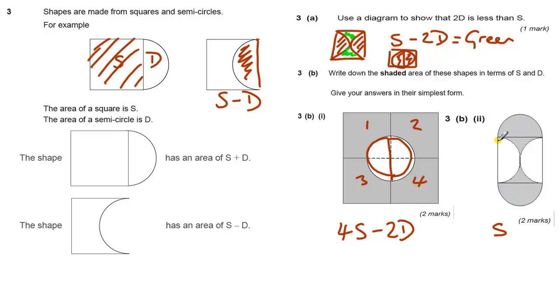Or if you wanted to describe it as it looks, you could go S minus the two semicircles, this one and this one, plus two semicircles, this one and this one. And these two bits, minus 2D plus 2D, cancels out to just leave you with S. There we go, 5 marks in total.